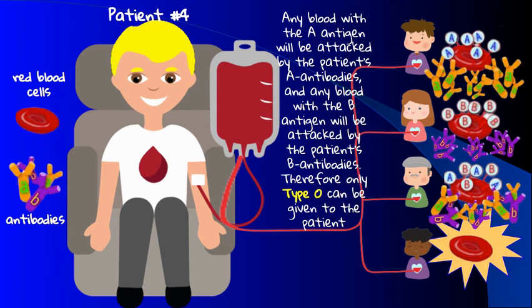Any blood with the A antigen will be attacked by the patient's A antibodies, and any blood with the B antigen will be attacked by the patient's B antibodies. Therefore, only type O can be given to our patient number 4. That's the only blood that won't be attacked by his antibodies.